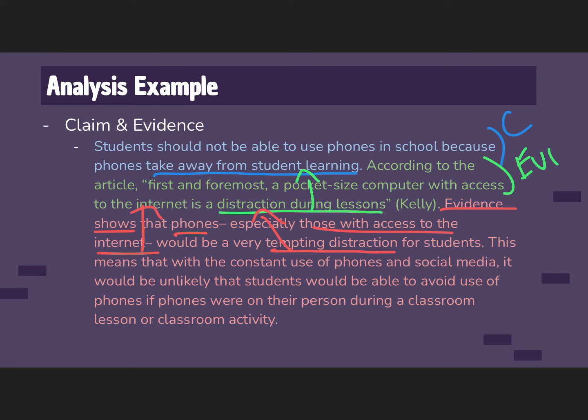Next, we have that implicit. How does this relate back to our claim? This means, again, starter word, that with the constant use of phones and social media, it would be unlikely that students would be able to avoid use of phones if phones were on their person during a classroom activity or classroom lesson. So all of this equals the analysis.